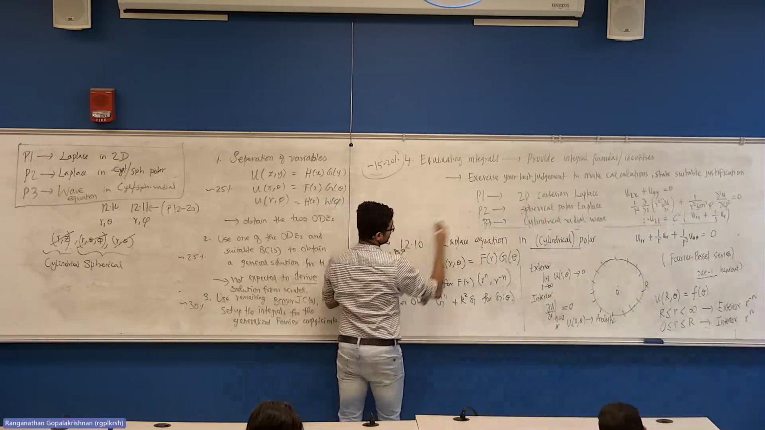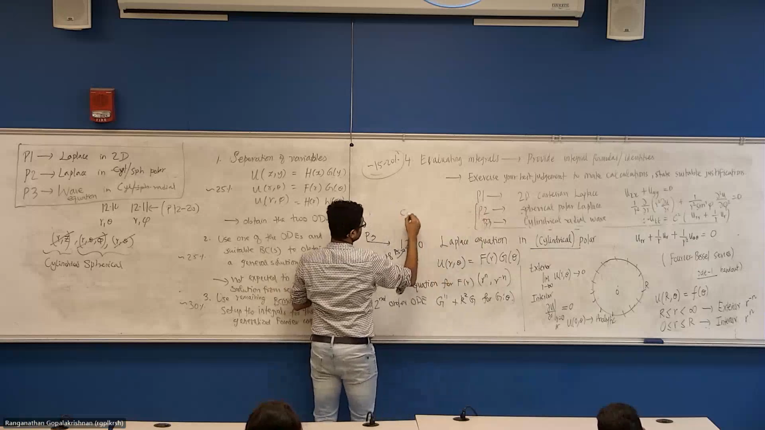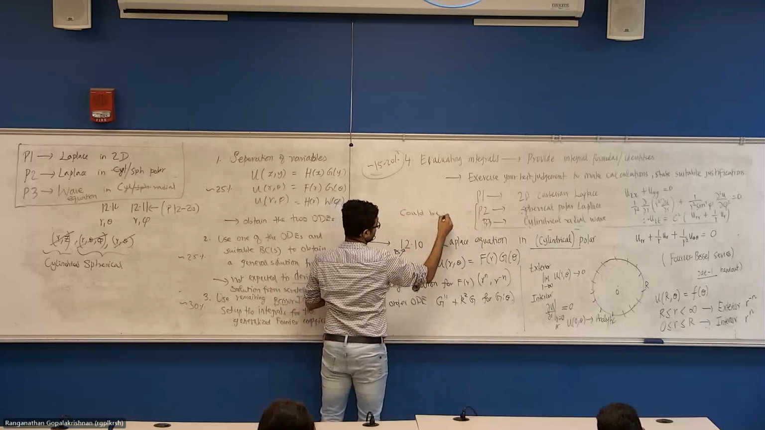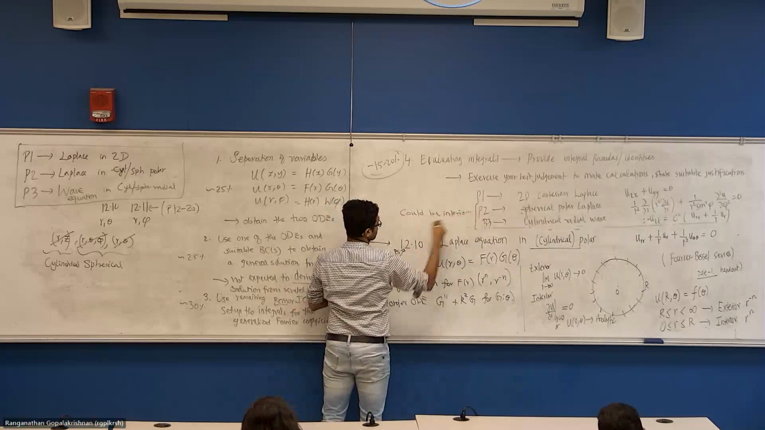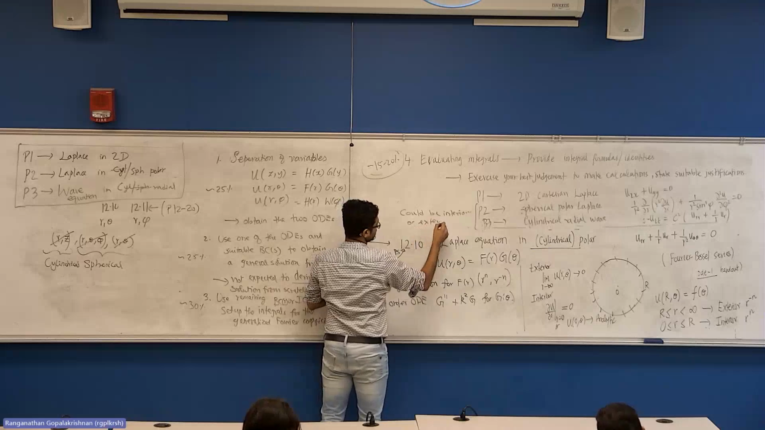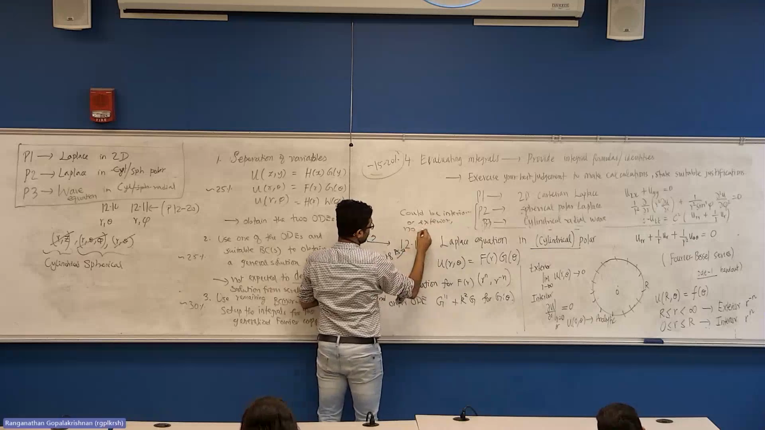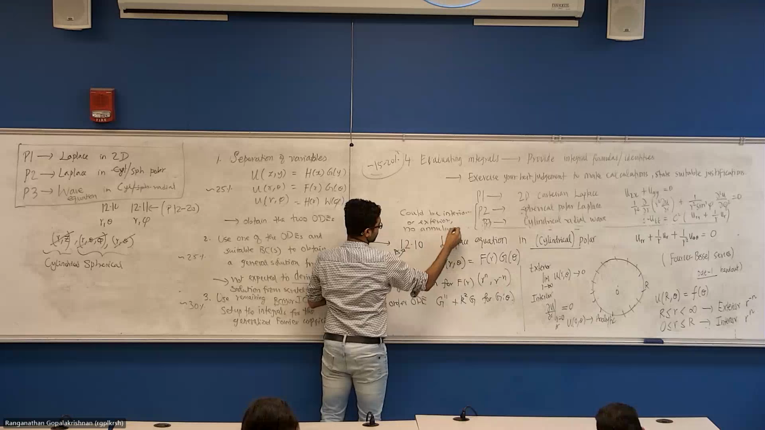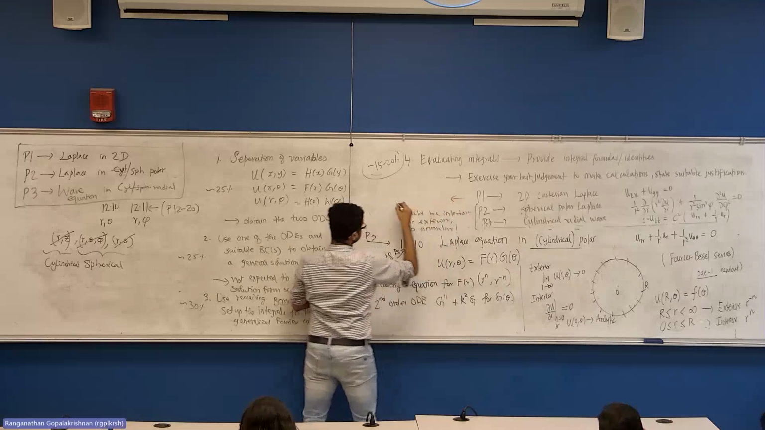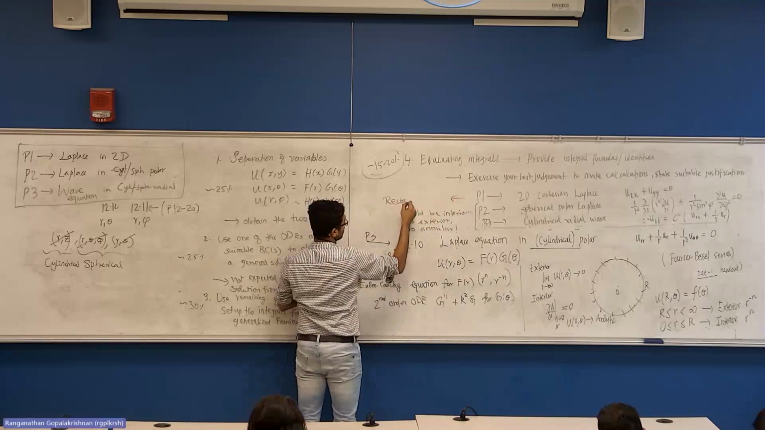P2 and P3 could be interior or exterior, definitely no annular region. And P1 can be a rectangle or a square.